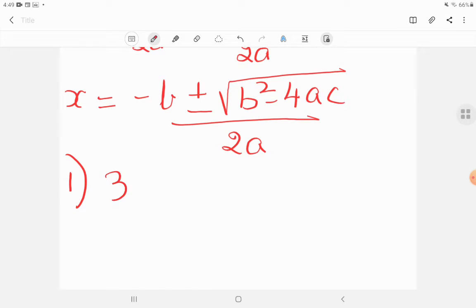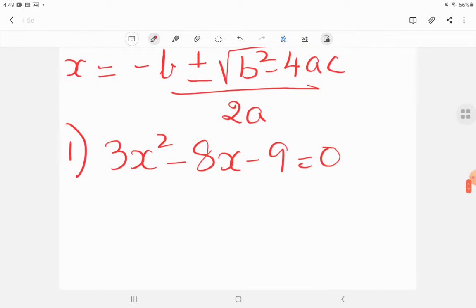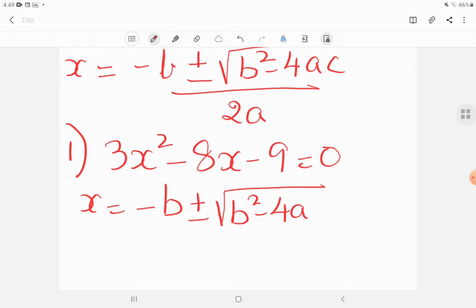Next we will do an example using this formula. Let's solve this quadratic equation: 3x squared minus 8x minus 9 is equal to 0. We know that the formula is x is equal to minus b plus or minus the square root of b squared minus 4ac, divided by 2a. It's always better if you write the formula and then substitute the values in.